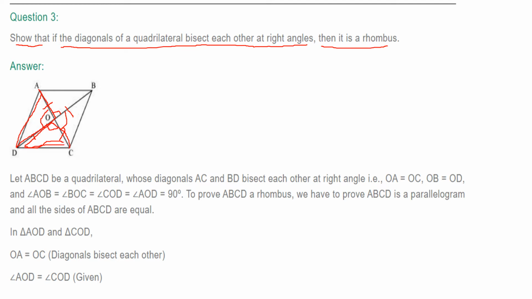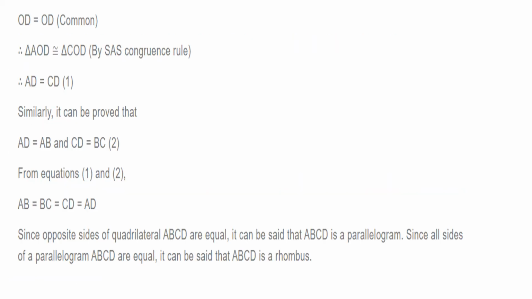How will you do congruency? Very simple. DO common. This one is each 90. Angle AOD and COD would be 90 degrees. AO equal to OC, bisect each other, given in the question. So both the triangles are congruent. If triangles are congruent, you can say DC equal to AD. Yes or no? By using CPCT, we can say that, no. DC equal to BD. Similarly, you can say other sides also equal. If all the sides of a quadrilateral are equal, then it becomes a rhombus. Hence, ABCD is a rhombus.